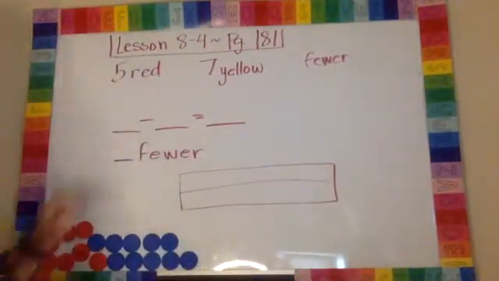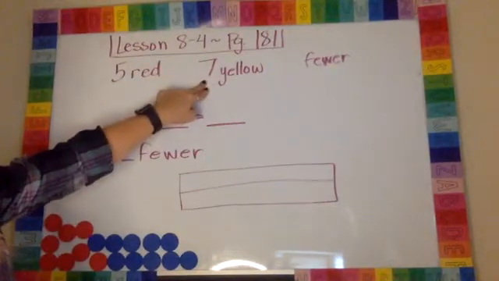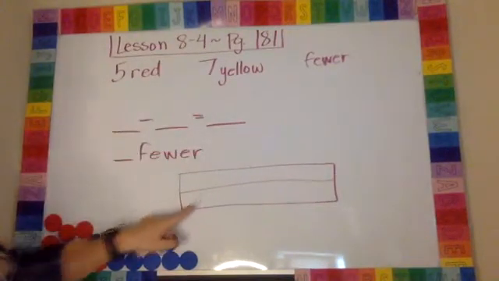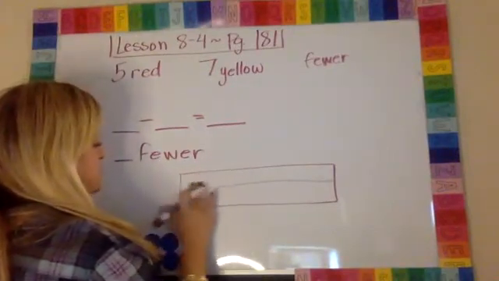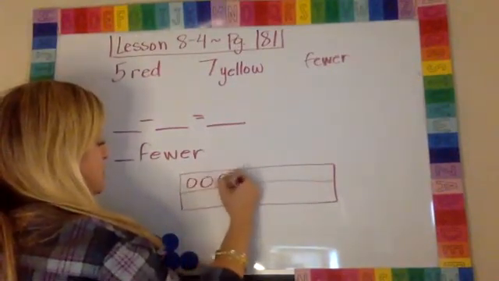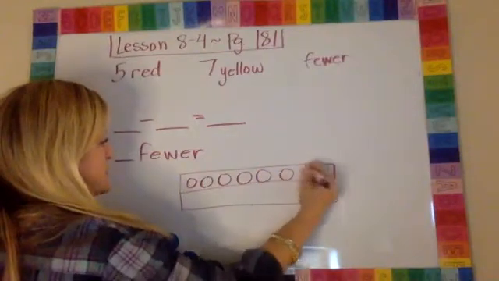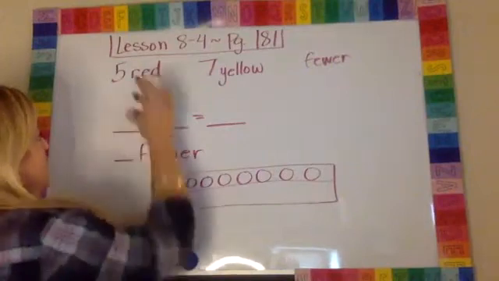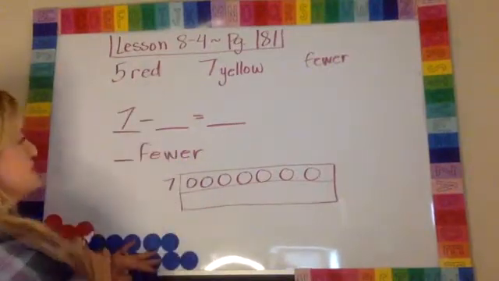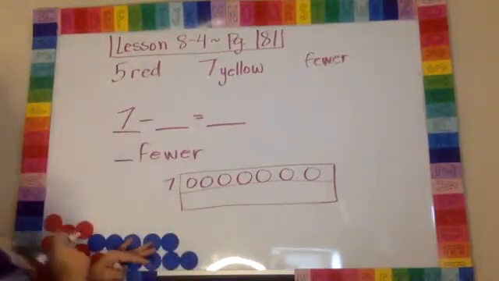So the first thing I'm going to do is I'm going to take my biggest number, which is 7, and I'm going to fill it into this rectangle. Actually, I'm going to use those for the ones that are missing. 1, 2, 3, 4, 5, 6, 7. 7 is my biggest number. So I'm going to put it there for subtraction because subtraction always starts with the biggest number.